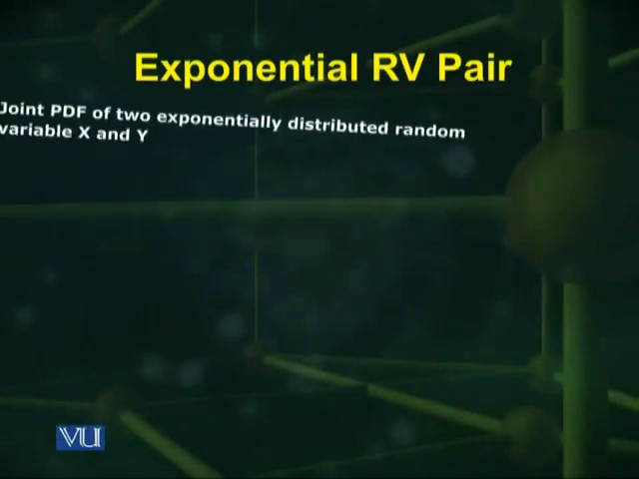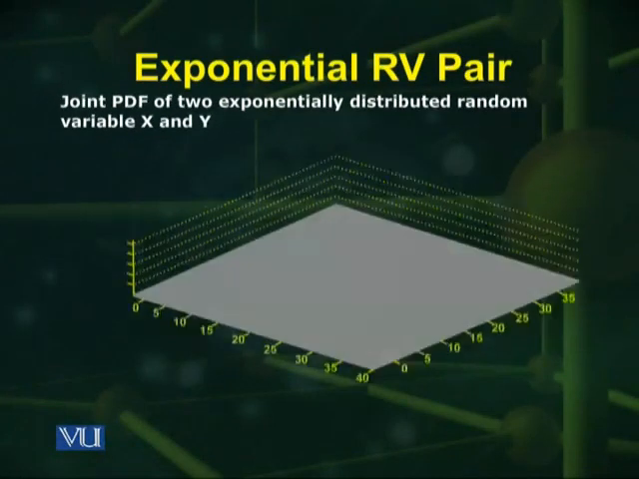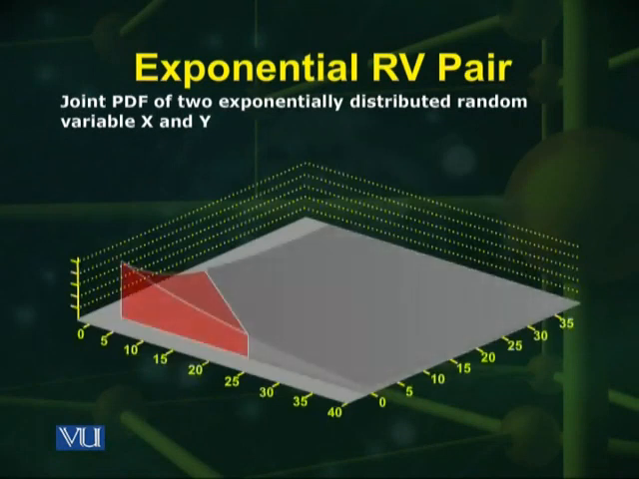The region of this joint density, which represents this event where two televisions fail, giving us a total service time of less than 20 months, is shown on your slide in red color. So the total volume of this red part of the terrain is the probability of both televisions failing and giving us a total of 20 months or less service time.